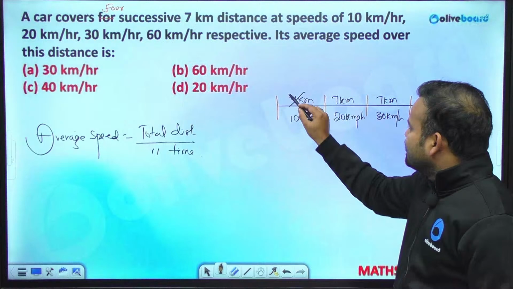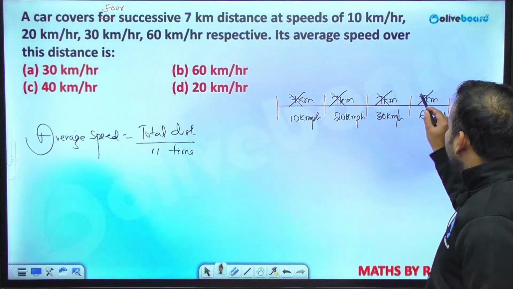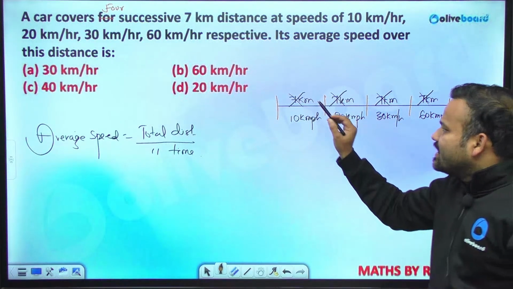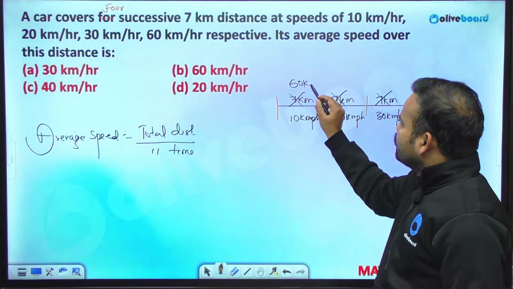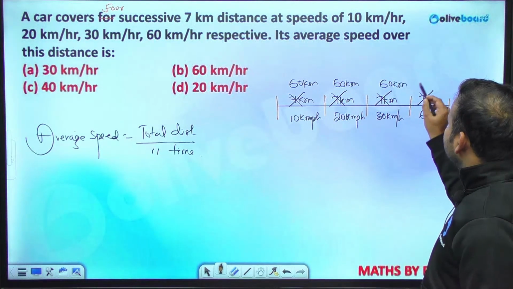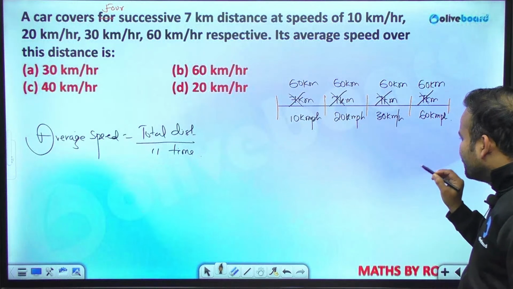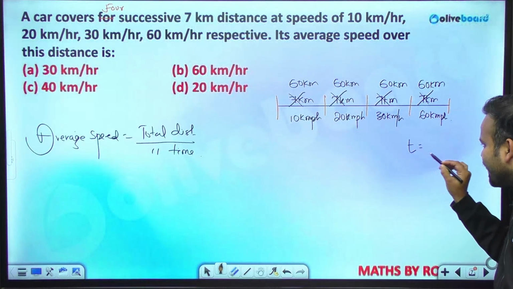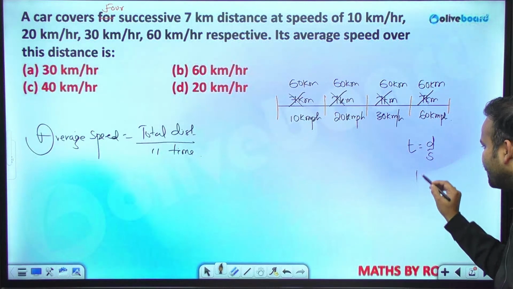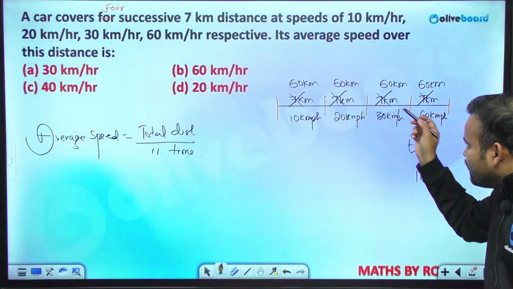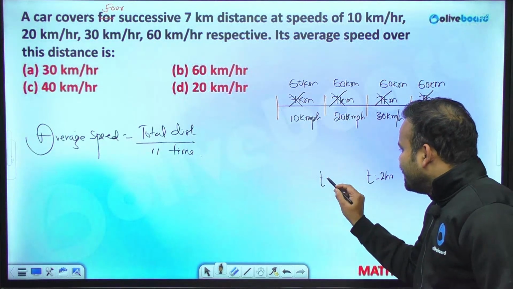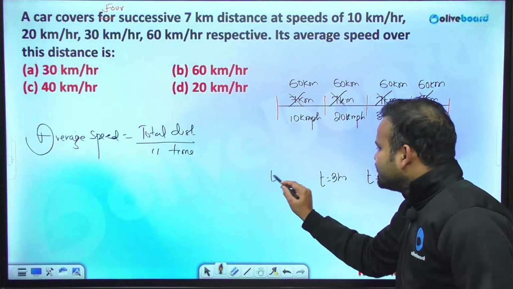So what I am doing is, I am eliminating this 7 kilometers and I am considering a distance that is a multiple of 60, 30, 20 and 10, that is 60 kilometers. So each 1/4 part is of 60 kilometers. That means the entire distance is 240 kilometers. By doing so, orally we are able to calculate the time. Time is distance upon speed. So time over here will be what? Time over here will be 1 hour. 60 kilometers at a speed of 30 kilometers per hour, the time will be 2 hours. Here we will be getting 3 hours, and here it's 6 hours.